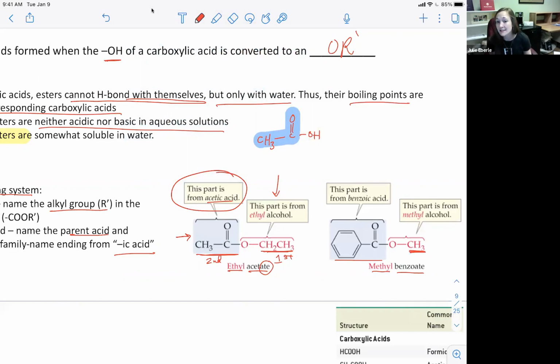It looks a whole lot like acetic acid, but this part right here, this OH group, is no longer an OH group. Now it's an ester. Now it's an OCH2CH3. And they're naming this alkyl group right here. That's an ethyl group. That's where the ethyl part comes from. And they're keeping the name similar since the root part of the parent compound is similar to acetic acid. They're just naming it as an ester. So it is not an acid anymore. It does not have acidic or basic properties.